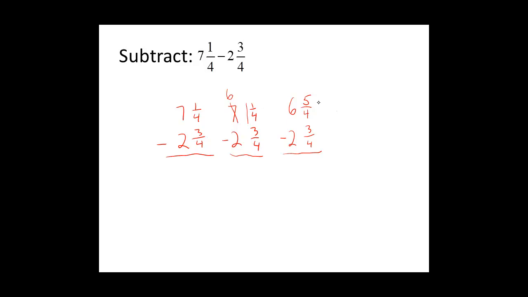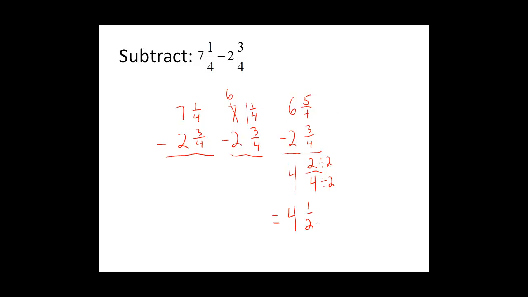Now we are able to subtract. 5 minus 3 is equal to 2, and we keep our denominator 4. 6 minus 2 is equal to 4. So now we have a fraction that can be simplified further, so we need to divide by the greatest common factor. The greatest common factor for these two even numbers is 2. So we'll divide the numerator and the denominator by 2. So we end up with 4 and 1/2.